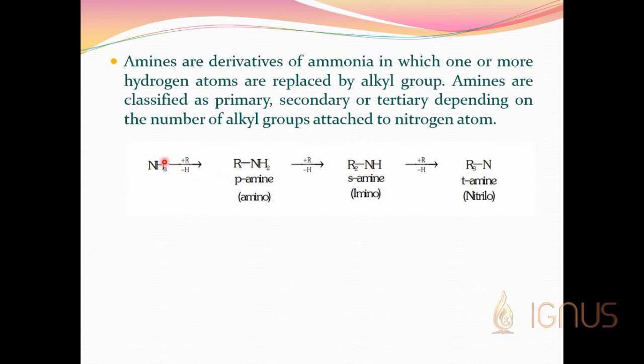If we replace one of the hydrogen atoms of the ammonia with an alkyl group, here R is an alkyl group, you will be getting primary amine. If you replace two hydrogen atoms with the alkyl group, then you will be getting secondary amine. If you replace three hydrogen atoms, then you will be getting tertiary amines. These are the classification of the amines. They are classified as primary amine, secondary amine and tertiary amine depending upon the alkyl chain attached to the nitrogen atom.